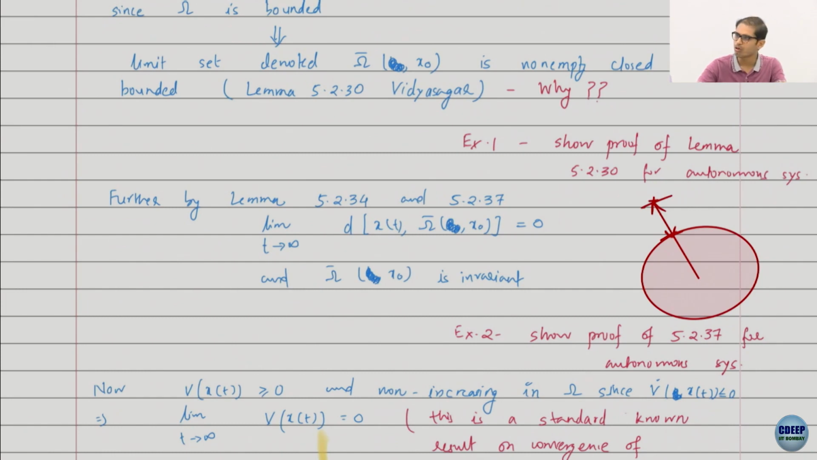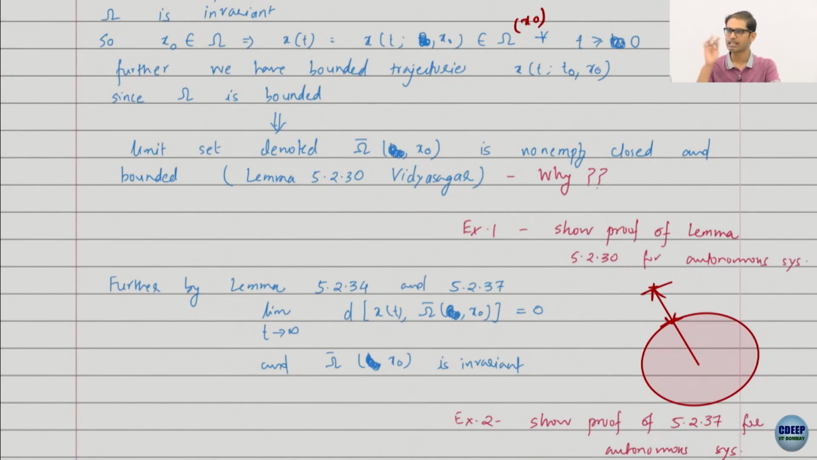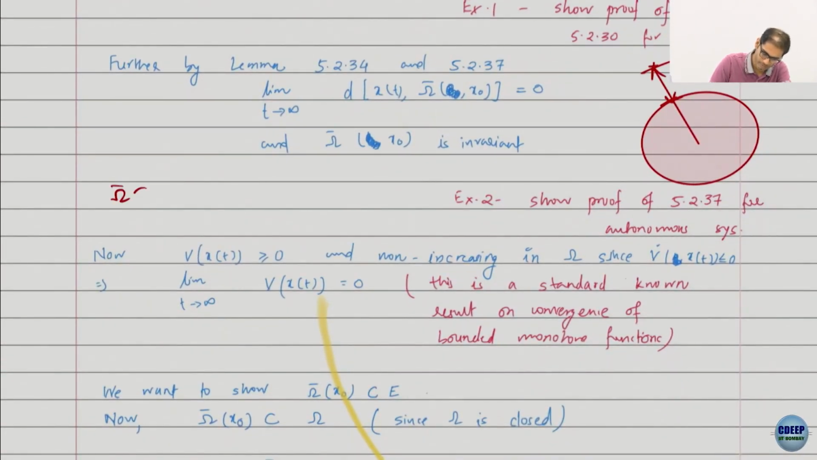It's not too complicated. I hope you are already convinced that omega bar is inside omega. It's clear to you that omega bar is in omega, right? Because omega is where you are starting. So omega bar has to be inside omega, because all trajectories remain inside omega for all time. Therefore, your limit set cannot go outside. So this is fine. Okay, great.